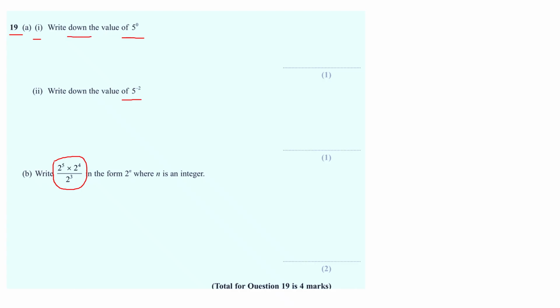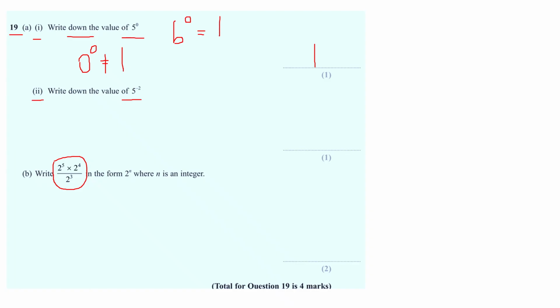19(a)(i), write down the value of 5 to the power of 0. Anything, and I mean anything, with one caveat, to the power of 0 in maths is just 1. What's the caveat? Okay, what's the only catch? We can't do 0 to the power of 0, because that's not equal to 1. That is indeterminate, and again, I'll let you investigate why that is if you want to, but anything else, and I mean anything else singular, to the power of 0 is equal to 1.